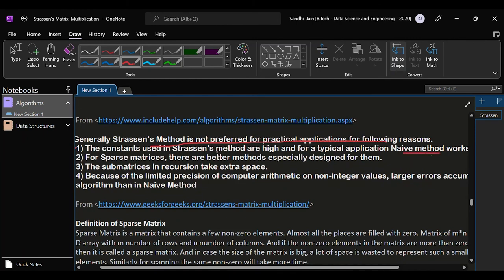Although the graph we saw showed a slightly good result, the constants being used in the complexity make the computation take time. So the constants used are high, and for a typical naive application, it's not possible. And the sub-matrices in recursion take extra space.